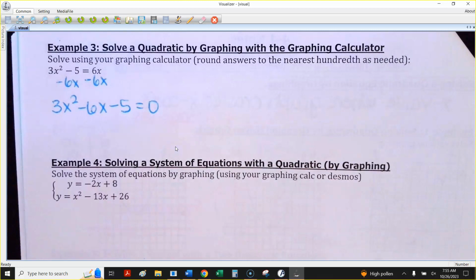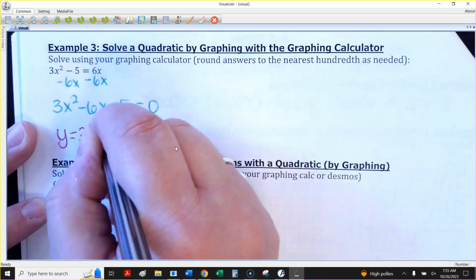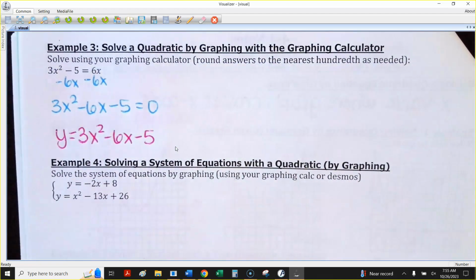You can't use factoring to solve this. This has really gross answers. So we're going to use the calculator to solve this. What we're going to do is graph the related quadratic, which we're just going to type the 3x squared minus 6x minus 5 into the y equals on our calculator.